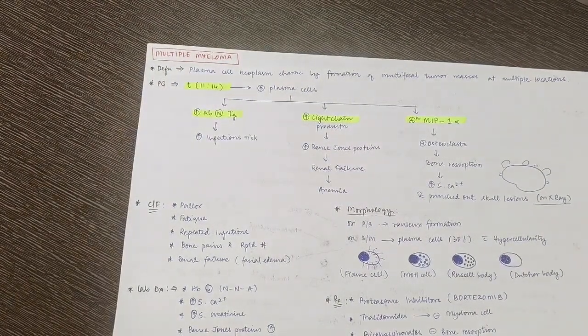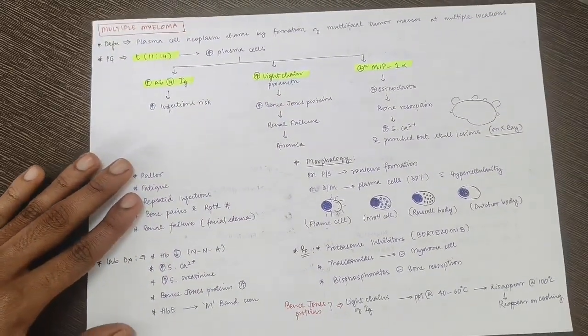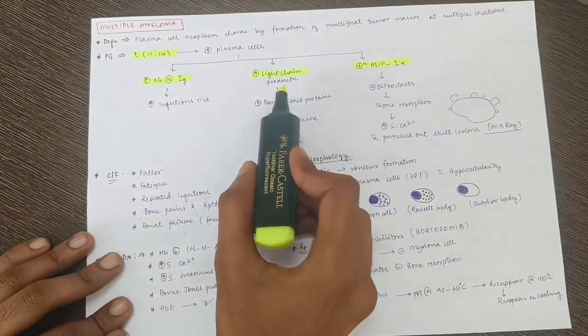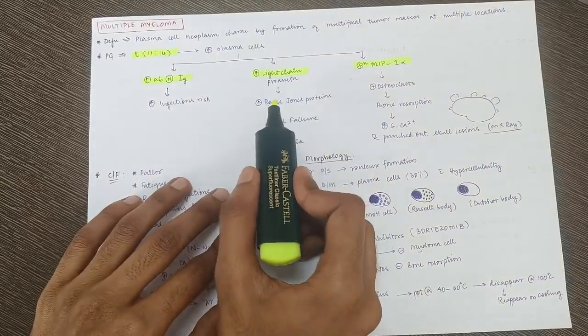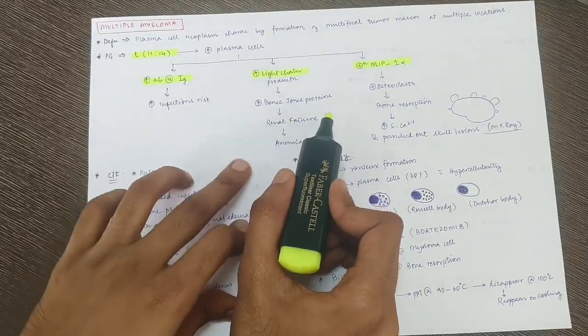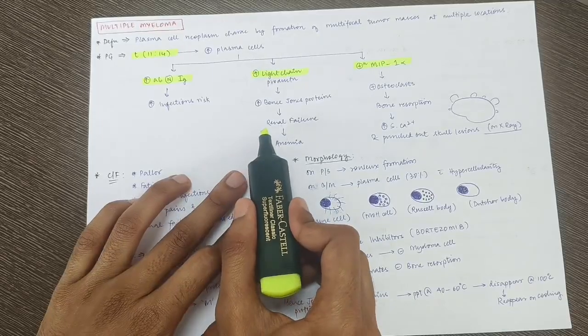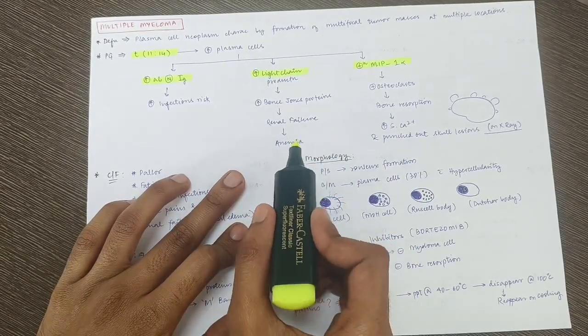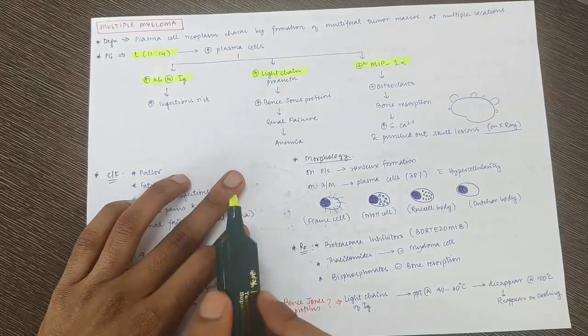If there is an increase in abnormal immunoglobulins, what will that lead to? That will lead to infections. Whereas increased light chains, what do they do? These light chains are called Bence-Jones proteins. They accumulate inside the kidney and cause renal failure. And the renal failure, because of the deficiency of erythropoietin, will lead to anemia.